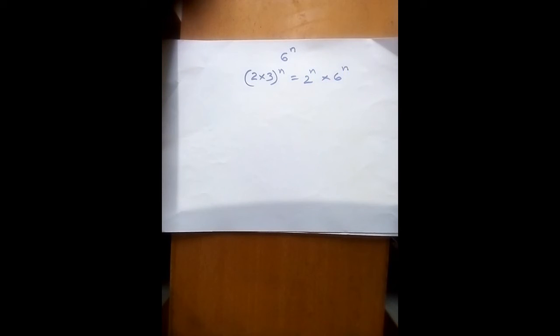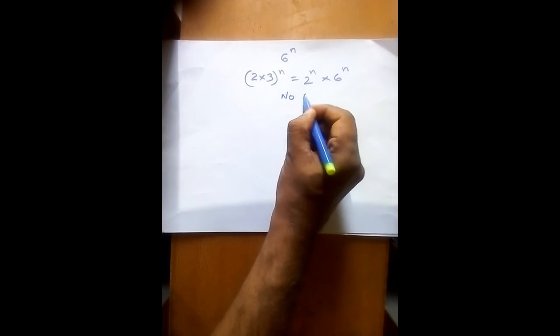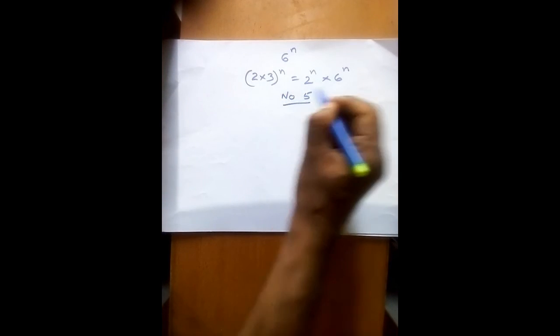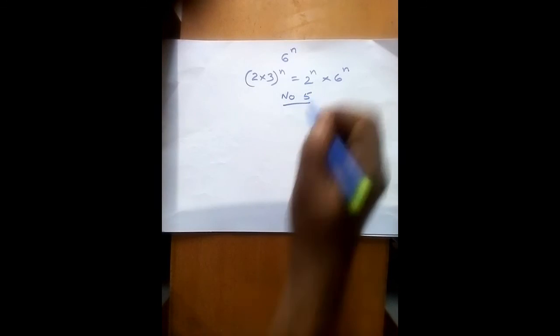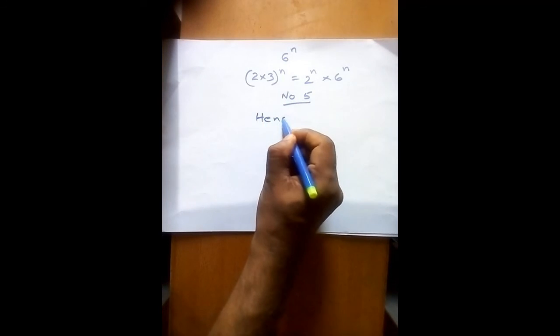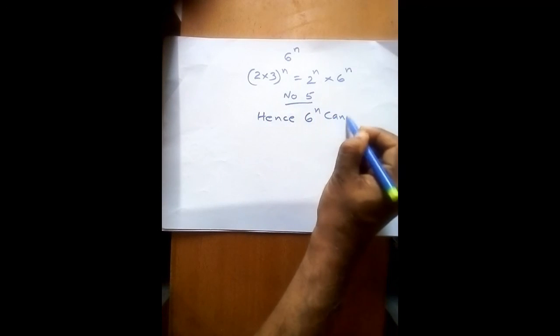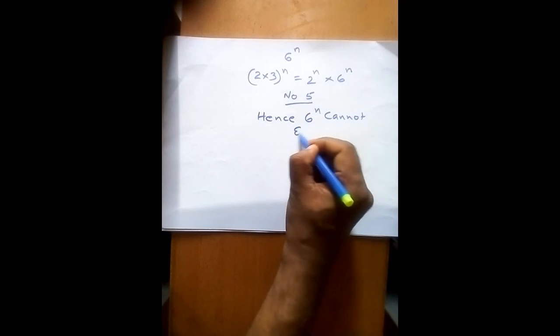Okay, now we have seen that for a number to end with 0, it should contain at least one set of 2 and 5. Here 2 is a factor, but there is no 5 in this. So what we can say, this number is not divisible by 10. Hence 6 raised to n cannot end with a 0.